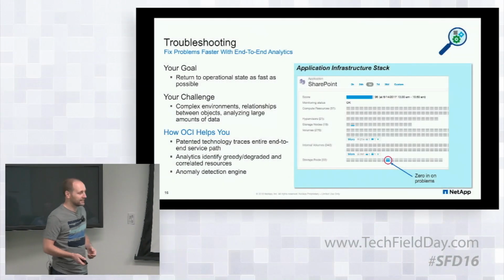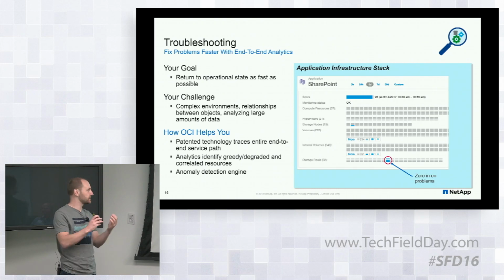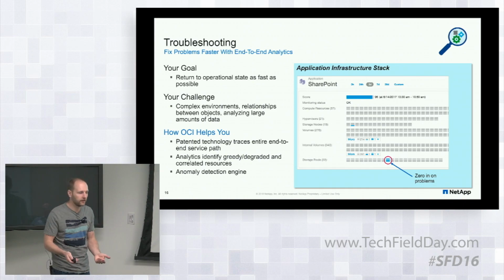So in troubleshooting, the end goal is to really get back to your operational state as fast as possible. Identify what that bottleneck was and fix it as quick as you can. The challenge with an IT infrastructure is often they're getting extremely complex. And there's a lot of different interconnected relationships between each of those underlying devices. So James, my question on this chart is, what's the difference between a storage pool and storage nodes and volumes and internal volumes and those, you know?